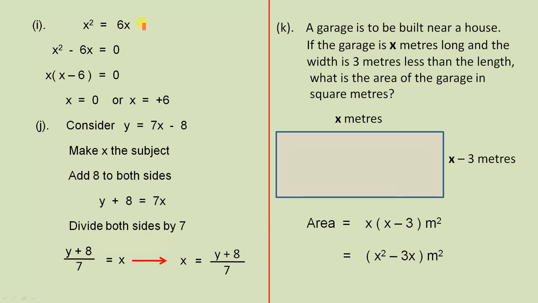If x squared equals 6x, we subtract 6x from both sides to get to this line. We factorize to get to that line, and we see that x equals 0 or x equals plus 6.